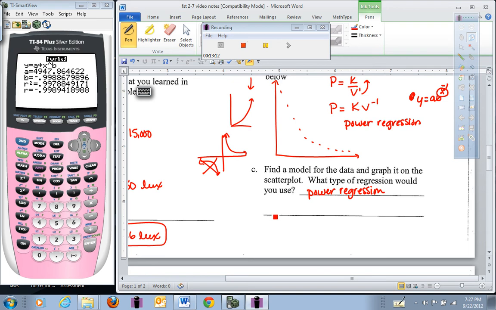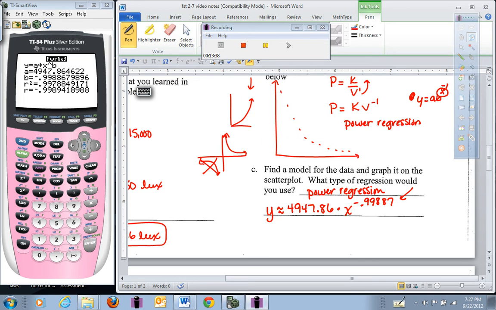So if I substitute my A and my B in here, roughly I will have 4,947.86, and then that's going to be times x to the negative 0.99887. That's what I'll put. All right. Now you're going to notice that this power right here is not exactly -1, and that's because we have some error involved. Not every one of these dots in our scatter plot is perfectly going to lie on that curve.